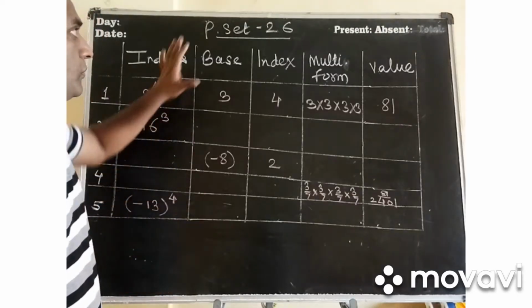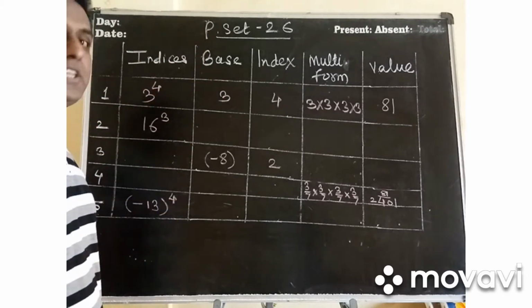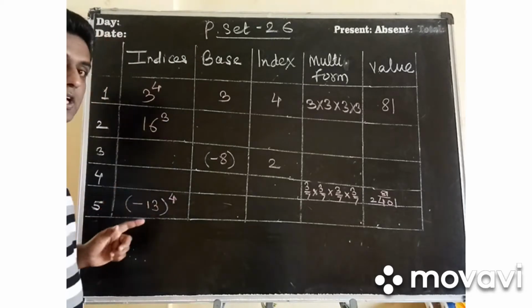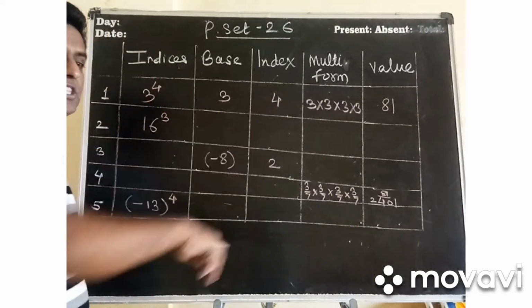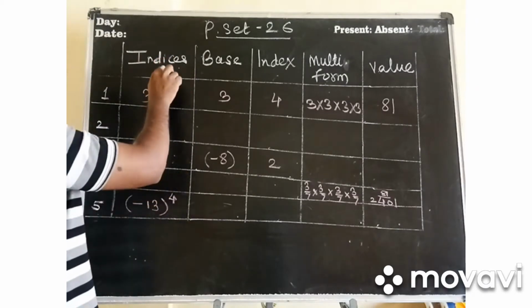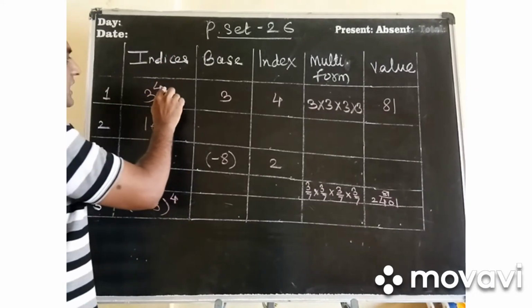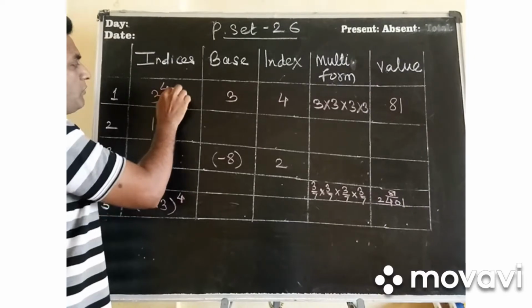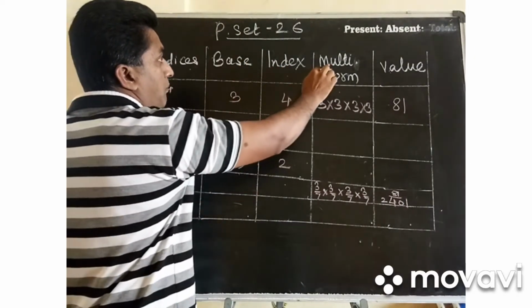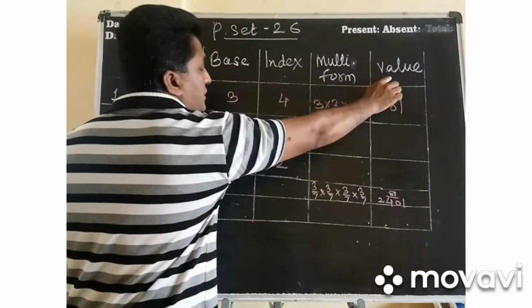Now on the basis of this, I am going to show you how to solve the upcoming practice set. Now students, we are going to solve practice set 26, in which we have made a table for you. If you can see here, what is this table all about? It is given in your textbook. The first column is of indices. Indices means you have written it in the form of base and index. Then base, index, multiplication form, and this is the value of it.